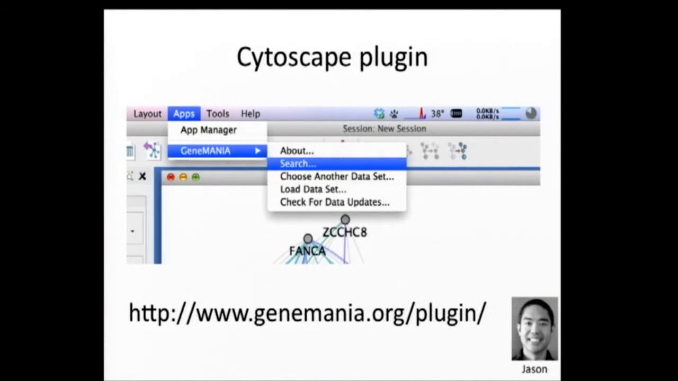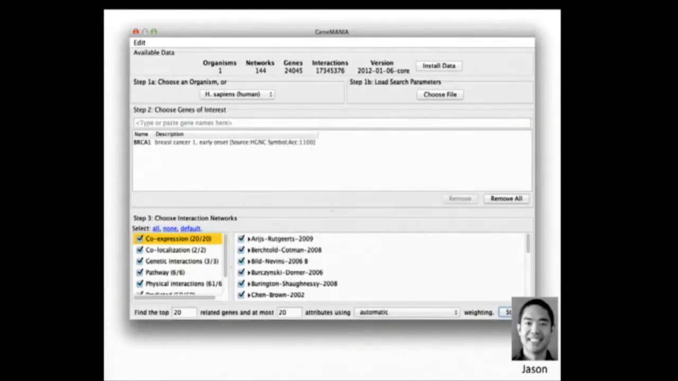I'm not going to tell anyone here that I don't use Cytoscape that often because it's going to get me into trouble. Okay. All right.